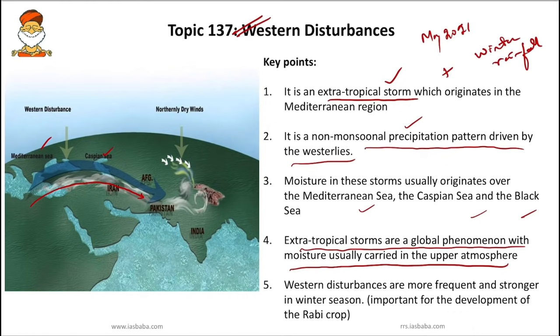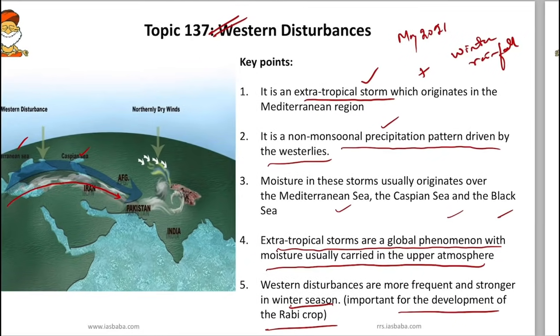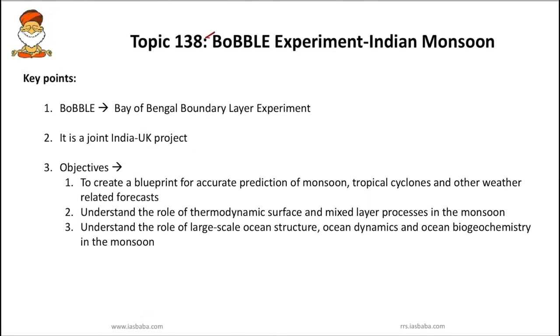And the next important point is that western disturbances are more frequent and stronger in the winter season, and they are important for the development of the Rabi crop, especially wheat. So these are some of the important facts which you have to remember with respect to western disturbances.